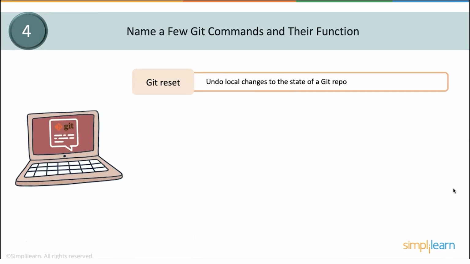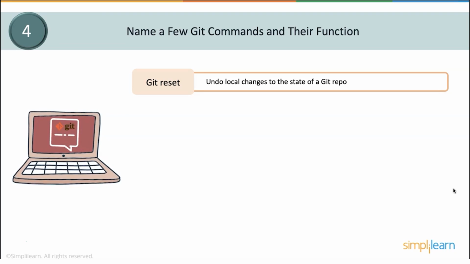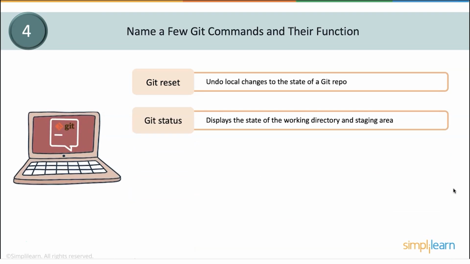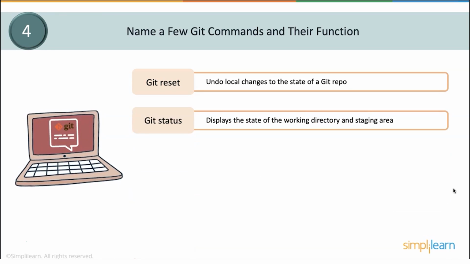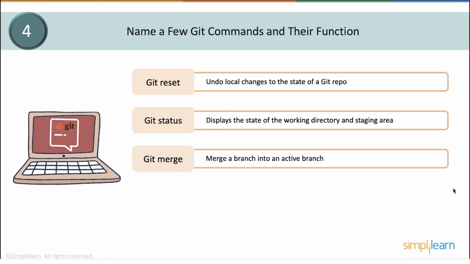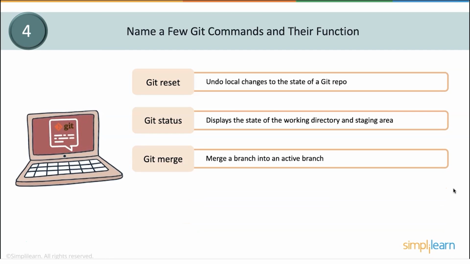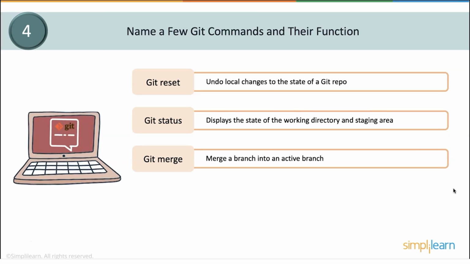Now, there are other commands also available, like git reset, which is designed to undo all the changes whichever we have made to the git repository. We also have one called git status to know about the current state of the working directory and the staging area. We talk about git merge. That means that you want to merge a branch into an active branch.